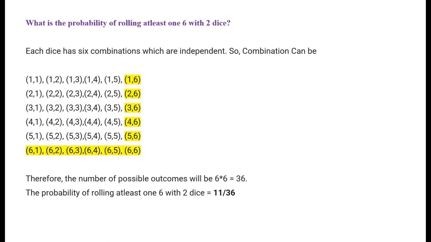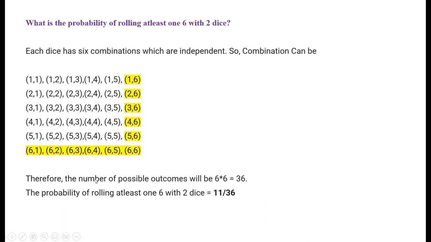Now it's asking what is the probability of rolling at least 1 six with 2 dice. So we saw in the previous question also that with 2 dice we have 36 combinations possible, and we can see out of those 36 combinations, the yellowish ones are the possible outcomes. So 1, 6, 2, 6, 3, 6, 4, 6, 5, 6, because at least one dice has a 6 in it. Or the other possibilities are 6, 1, 6, 2, 6, 3, 6, 5, 6, 6, because all of these yellowish ones have at least one 6 in them.